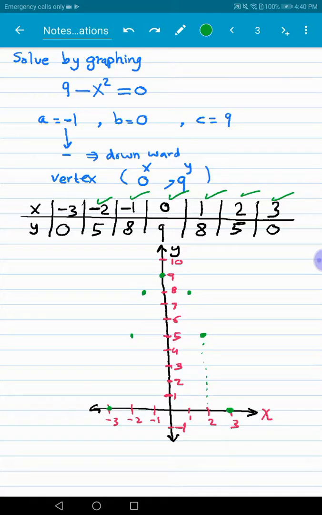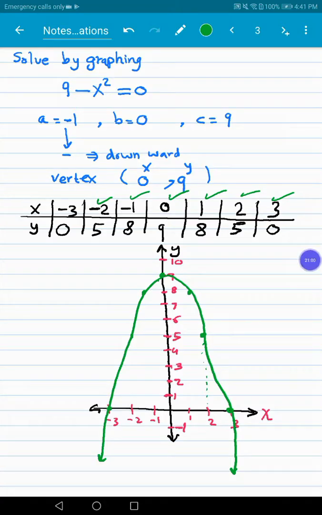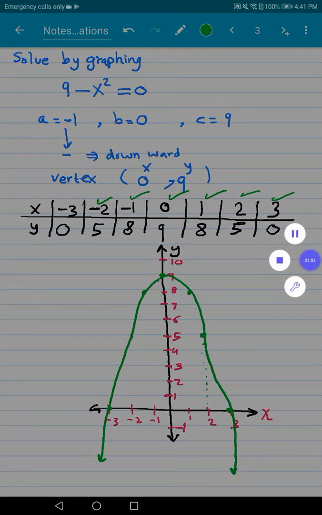Join them. You will get this is the graph of this equation. What are the solutions?